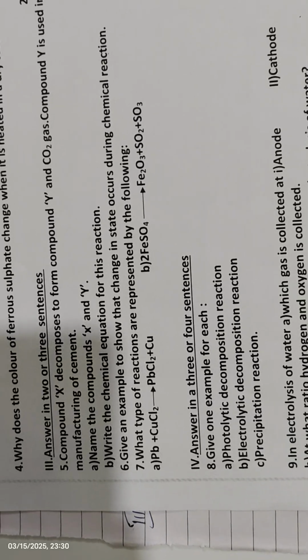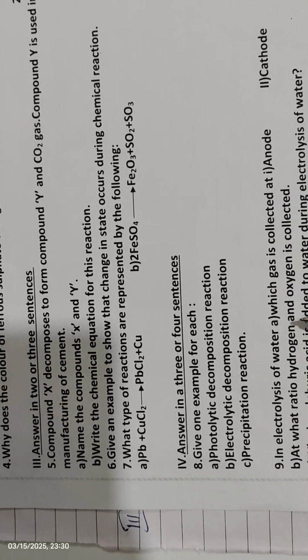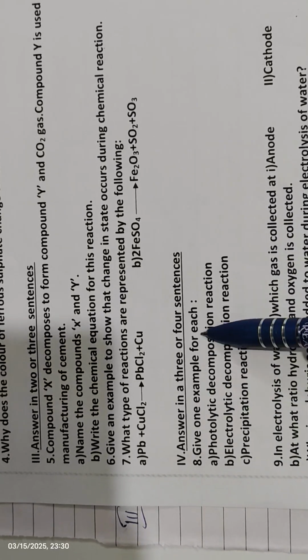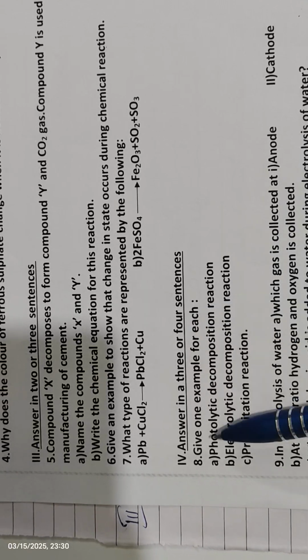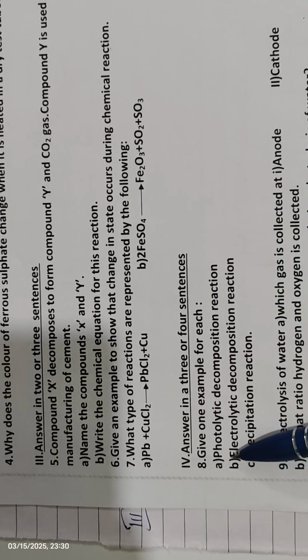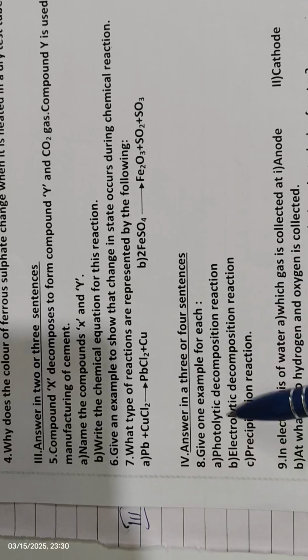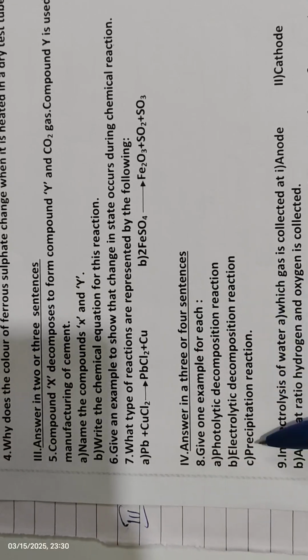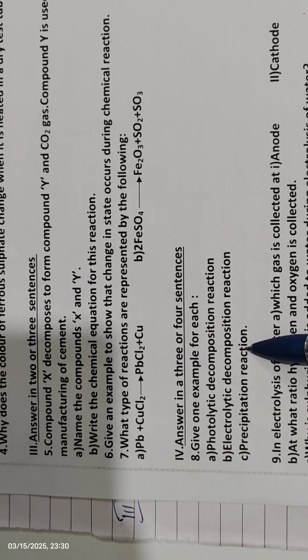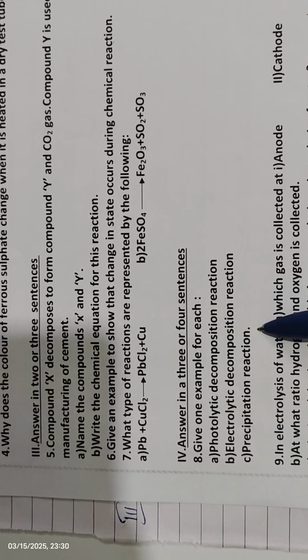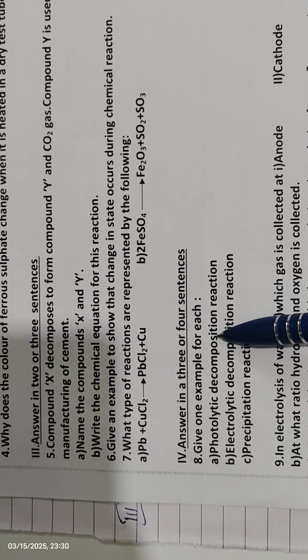So we'll move to the next question, question number 8. So what is question number 8? Give one example for each. Here the sub questions are given: photolytic decomposition, electrolytic decomposition, precipitation reaction. So 3 types of reactions are given here. You have to give an example for each.